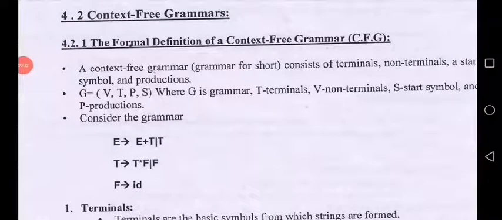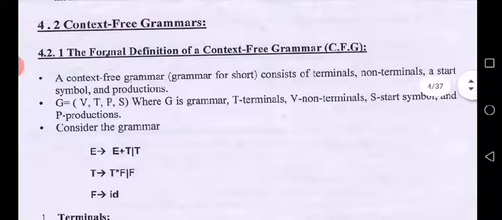We'll move on to the next topic, context-free grammars. CFG, in short form, we call it. This we already discussed from ATC, finite automata theory. The same kind of topic it is: what exactly context-free grammars are, the productions, terminals, non-terminals, variables, start symbol and all. Regarding that we have a complete discussion.